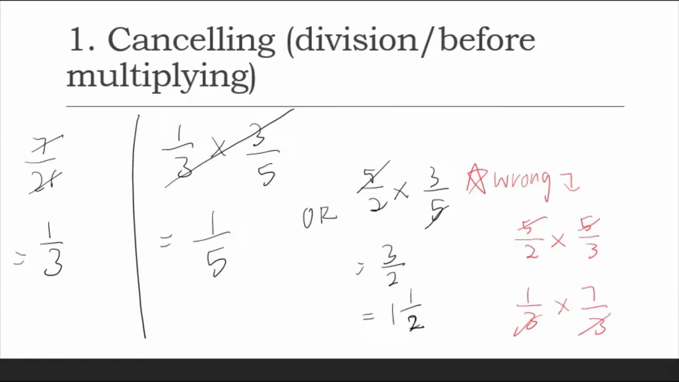So as you can see, the two examples given here, 5/2 times 5/3 and 1/3 times 7/3. We can only solve them in the traditional way, which is multiply the numerators, multiply the denominators, then solve into its simplest form. We can't cancel it before multiplication.